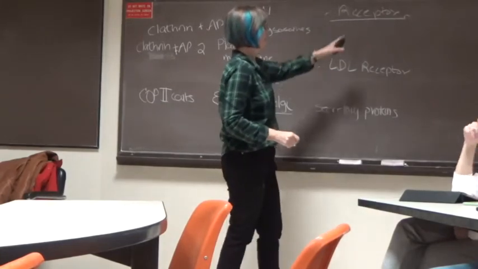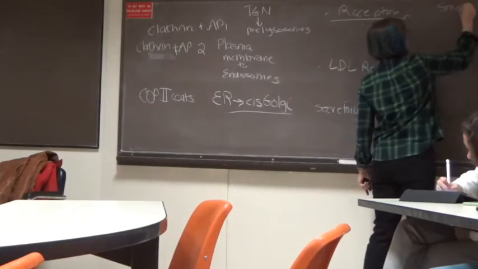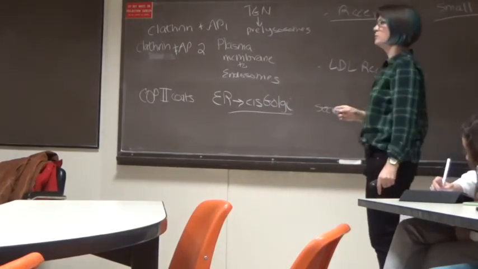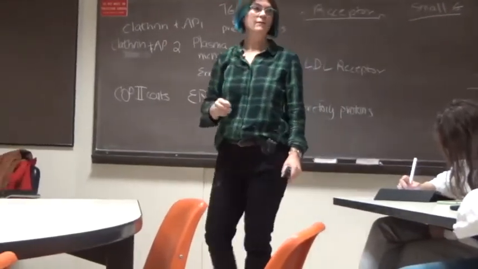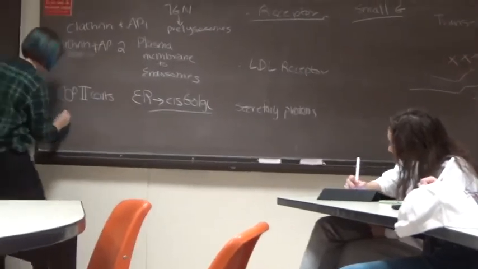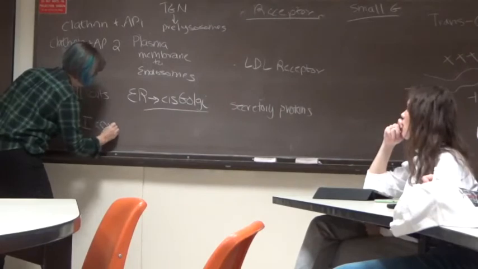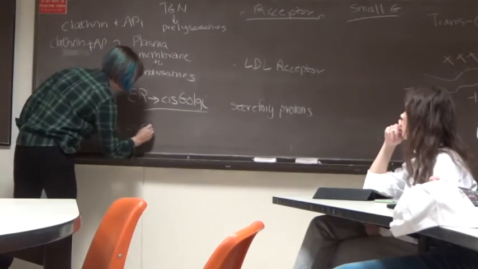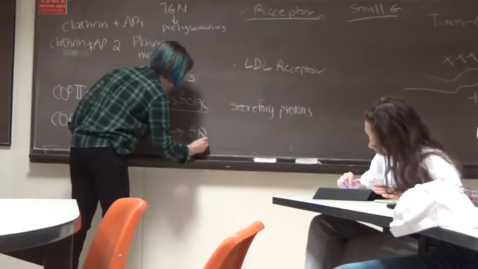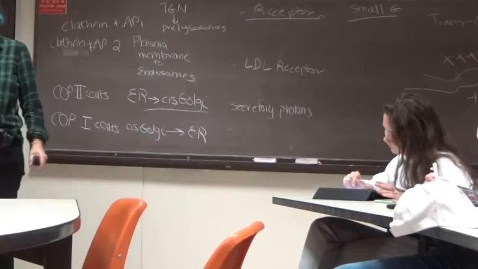And now I said that there was a small G protein that regulates the steps. And what this small G protein is responsible for, if you think about all these steps of going, I'll tell you right now that COP1 coats go from the cis-Golgi back to the ER. And we'll fill in this table as we talk about these steps.